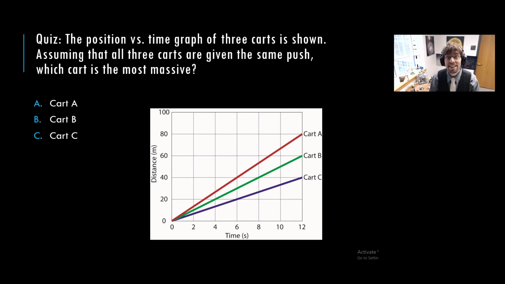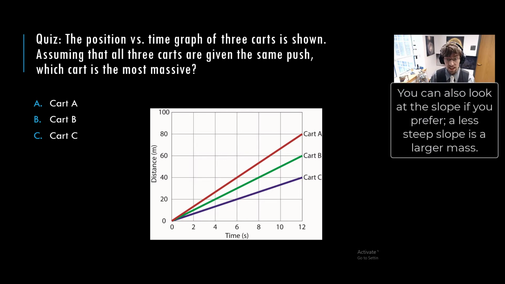Yeah, you got it? Good. So the more massive cart, when given the same push, will accelerate less. And because it's accelerated less when it's initially pushed, that means as it's coasting along, it will have a lower speed. And so we see that cart C travels the least amount of distance. That would correspond to the lowest speed, which would correspond to the smallest acceleration, and therefore it must be the most massive.